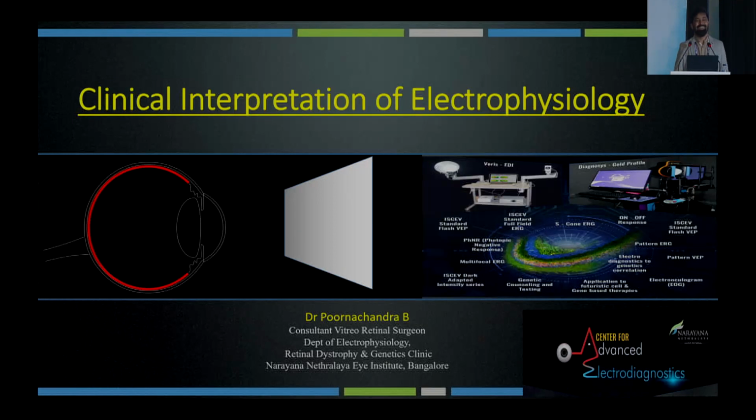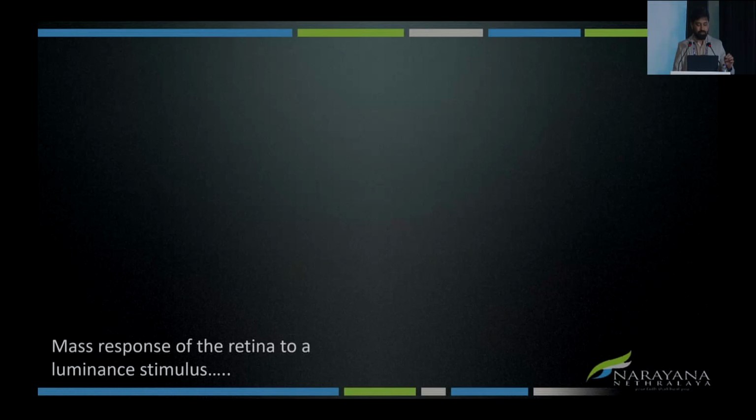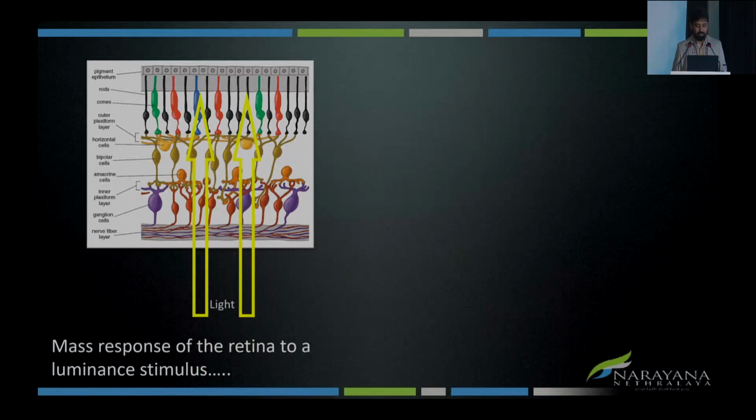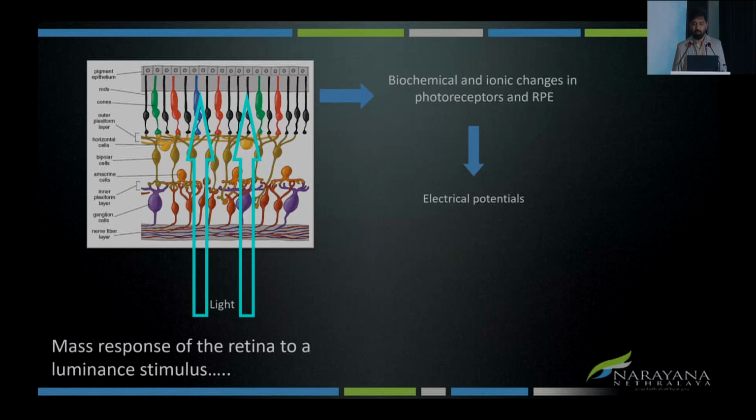Exactly. So first, let's start with the definition. What is an ERG? It's the mass response of the retina to a luminance stimulus. You stimulate the retina with light, there will be biochemical and ionic changes in the photoreceptor and the RPE, which generate an electrical potential, which is recorded as the electroretinogram.